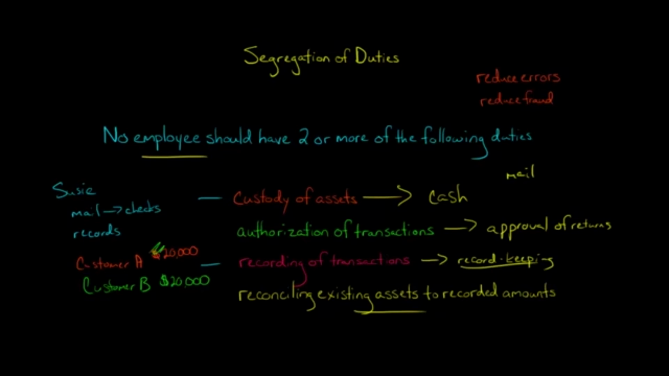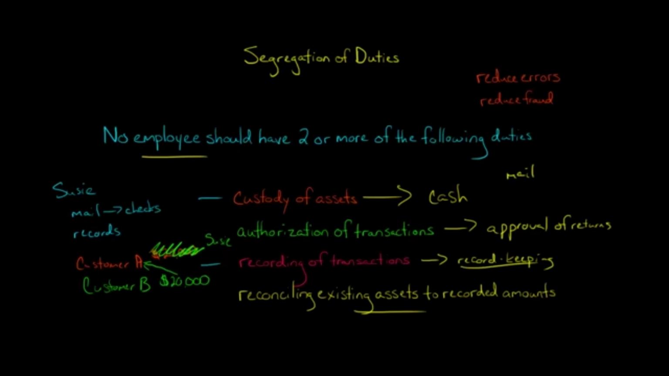So the $20,000 here went to Susie, but then the $20,000 of customer B, Susie applies toward customer A's balance. So it looks like in the accounting record-keeping system that customer A has paid the $20,000, and customer A is not going to call and complain. Now, in a few weeks, customer B, who just had their $20,000 applied to customer A, is going to say, hey, I paid this money, and so forth.